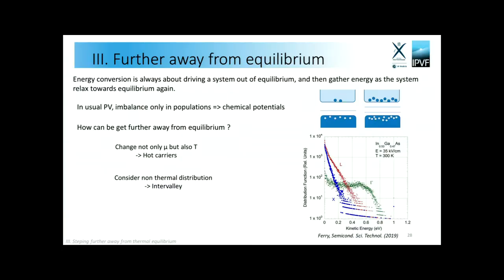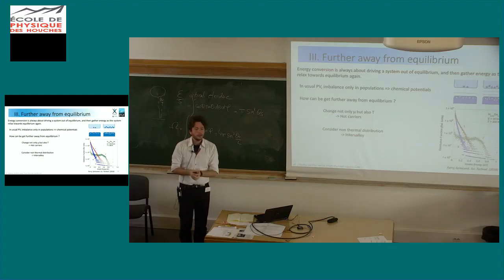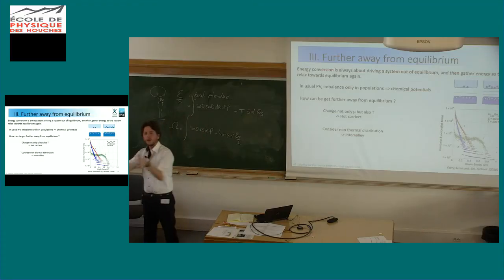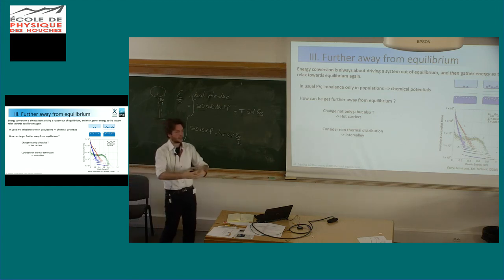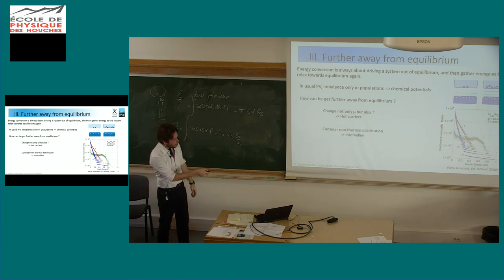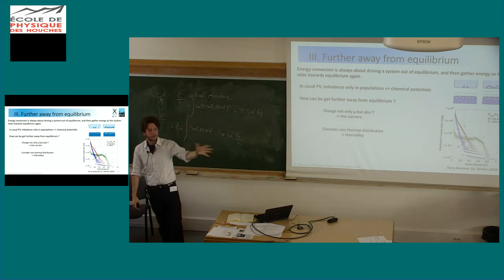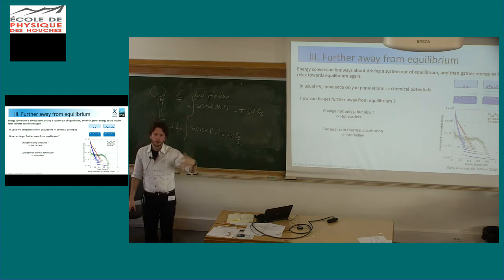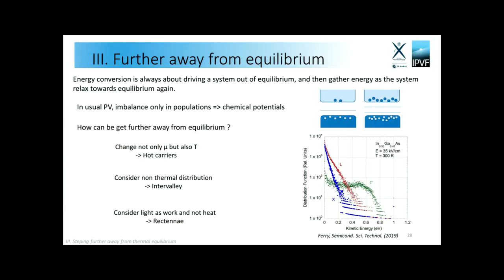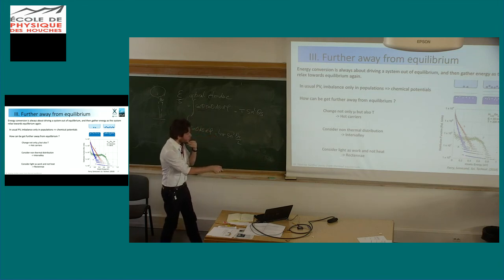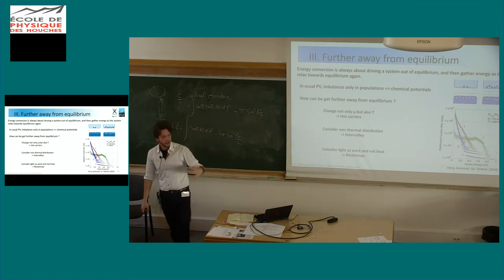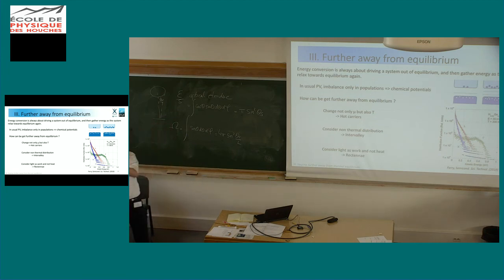You can decide that you will work not with a thermal distribution, but with distributions which are even further away from a thermal state, which you can't describe simply with a chemical potential and a temperature, and you might want to give the population for each energy value of the semiconductor. This state is further away from equilibrium, which means you can probably get more work out of it. I will not go too much into details, but there are ways of considering that light is not bringing just heat, but also bringing work by itself. And I will skip this here.